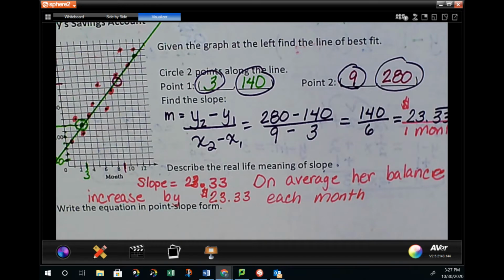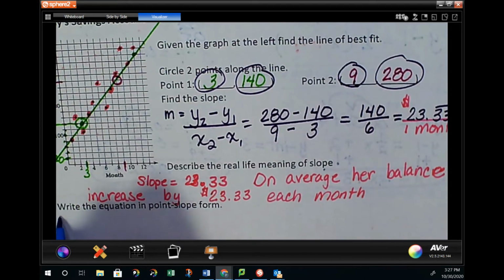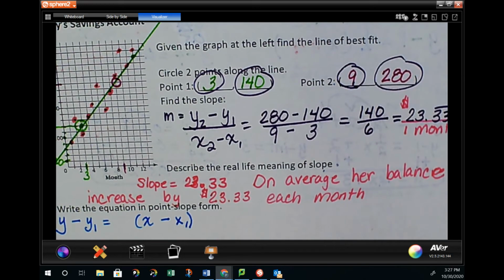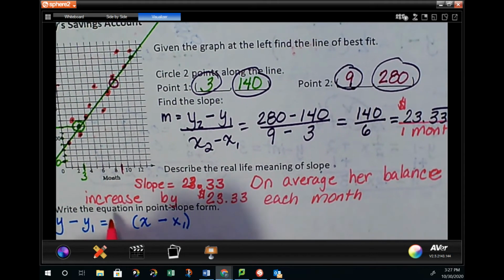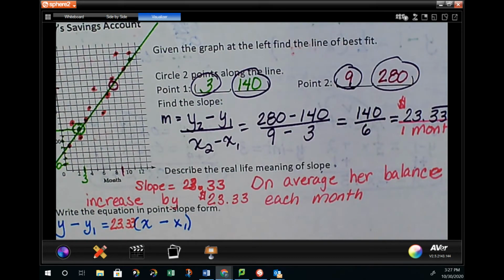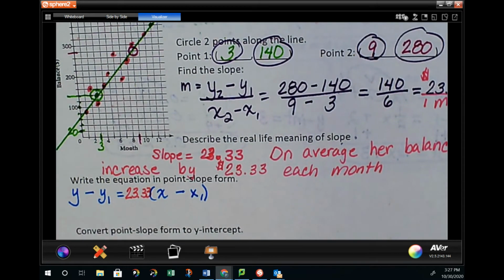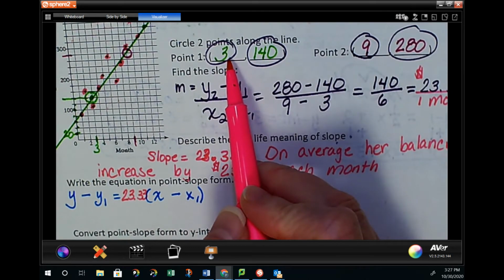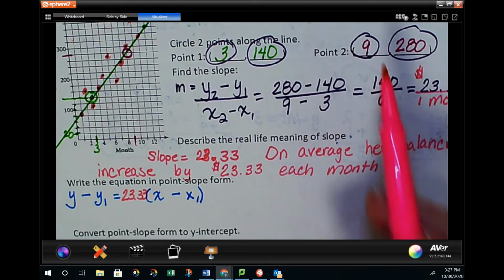And now we're going to write in point slope form. And again, you just had a quiz on writing in point slope form. So y minus y1 is equal to m times x minus x1. And remember, we just found m, that slope. So this would be 23.33. And remember, when you're writing in point slope form, it doesn't matter if you use your first point or your second point.